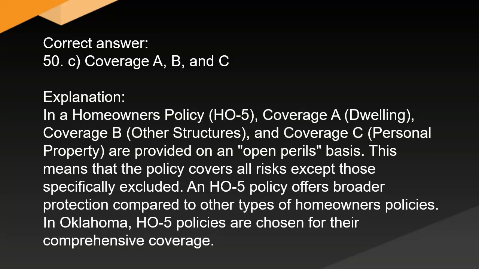Correct answer: C. Coverage A, B, and C. Explanation: In a homeowner's policy, HO-5, coverage A, dwelling, coverage B, other structures, and coverage C, personal property, are provided on an open perils basis. This means that the policy covers all risks except those specifically excluded. The HO-5 policy offers broader protection compared to other types of homeowners policies.